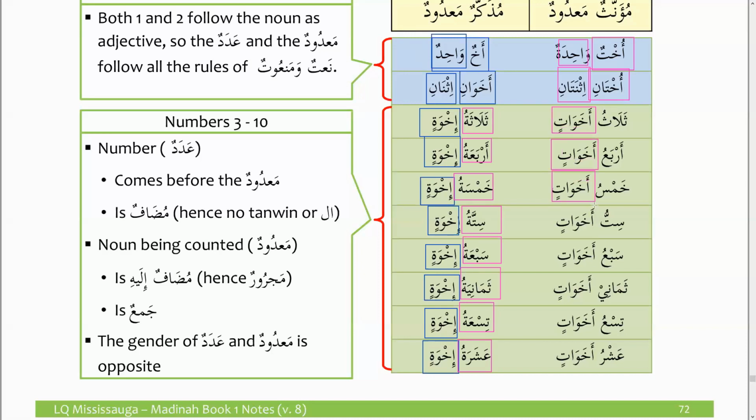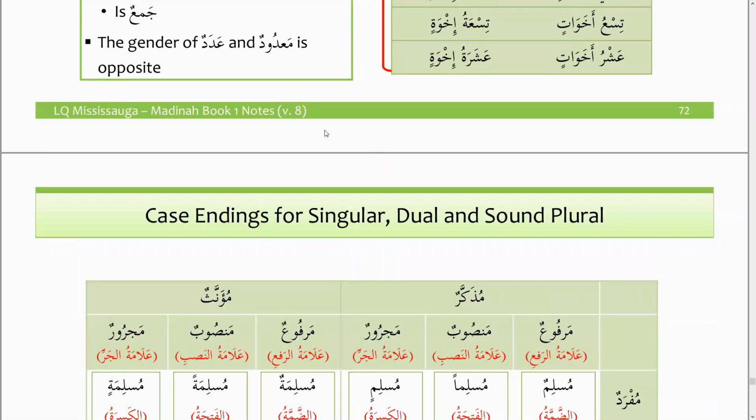Akhawat is sisters, right? Ukhtun, the plural is akhawat. All feminine, and the numbers now will come in masculine, right? Adad and madud. And these are mudaf and mudaf ilayhi. The gender should be opposite, and the madud is plural. So you have to look at 3 things: the gender opposite, the plural madud, and mudaf and mudaf ilayhi, majroor. The madud should be majroor. So 3 things for forming 3 to 10 numbers.